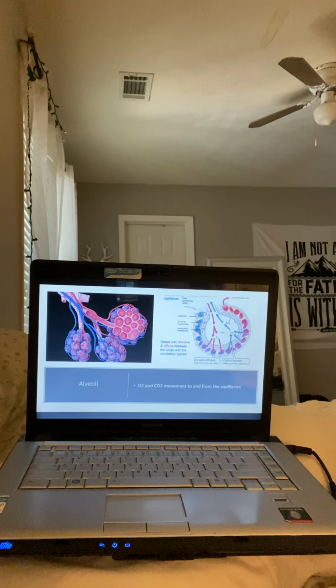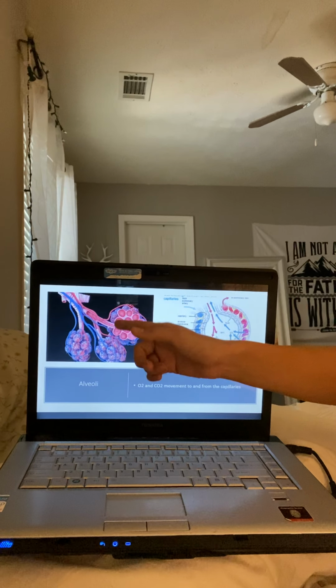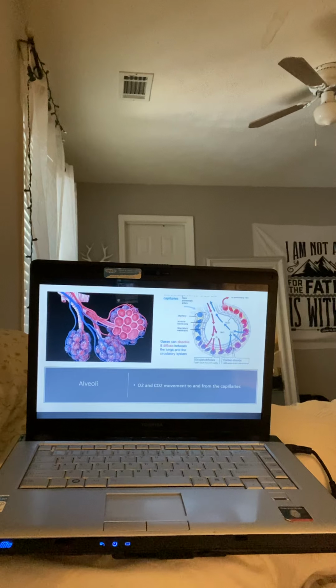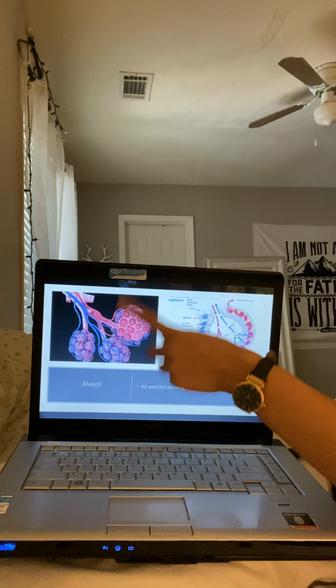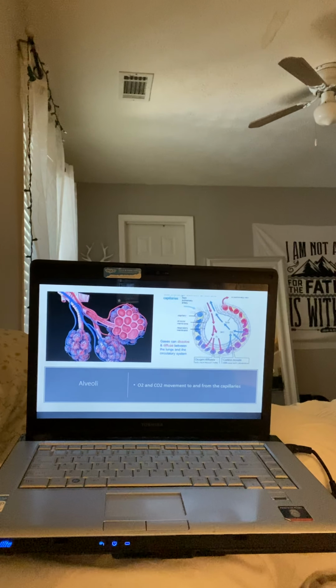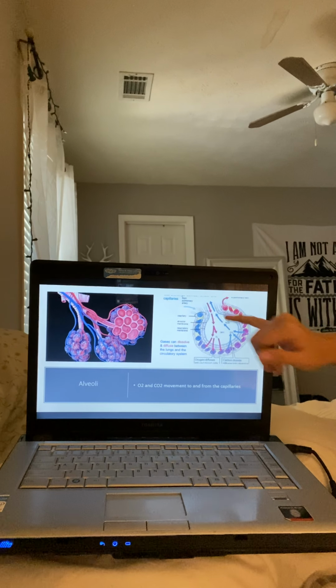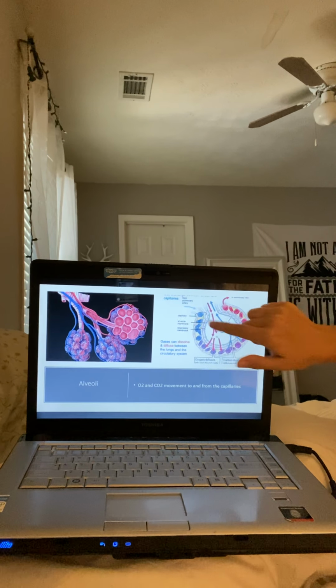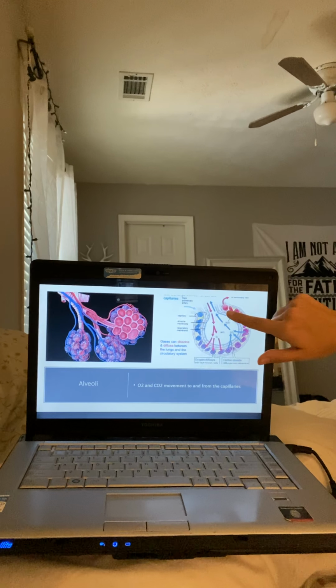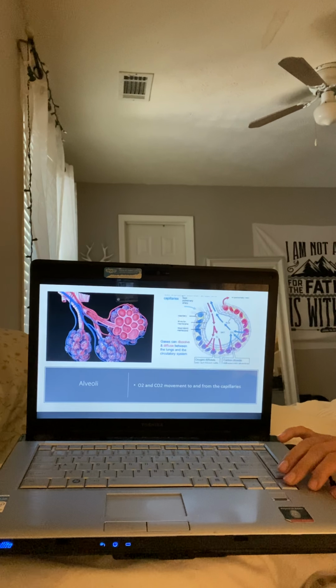Here is the alveolar sac and the alveoli. The respiratory bronchioles have alveolar sacs that hold the alveoli, and this is the site of gas exchange. As you can see, here is the capillary, and it is transferring CO2 and O2 to and from the body.